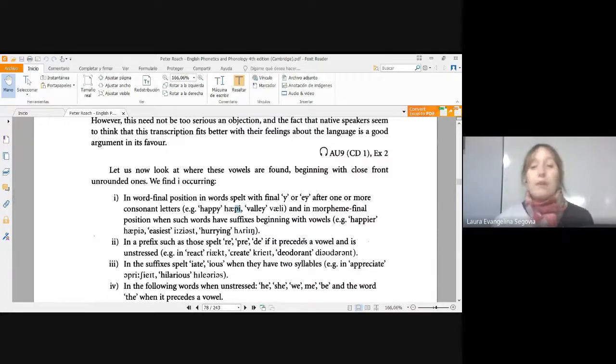Here it says morpheme final position. Morpheme final position means that you have, for example, in this case, a part of a suffix, like in happier, easiest, and harrying. You see, this one is the ing pronunciation, harrying. I'm not saying harrying, I say harrying.